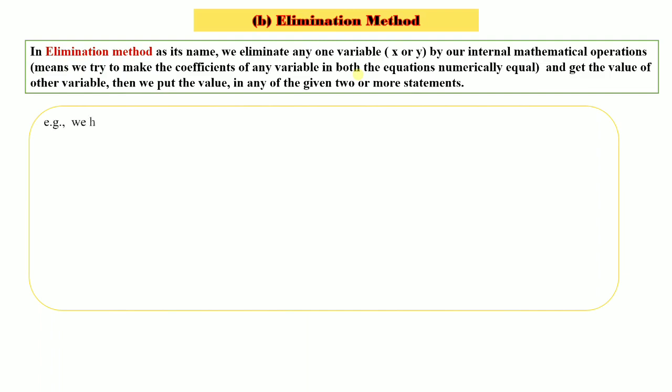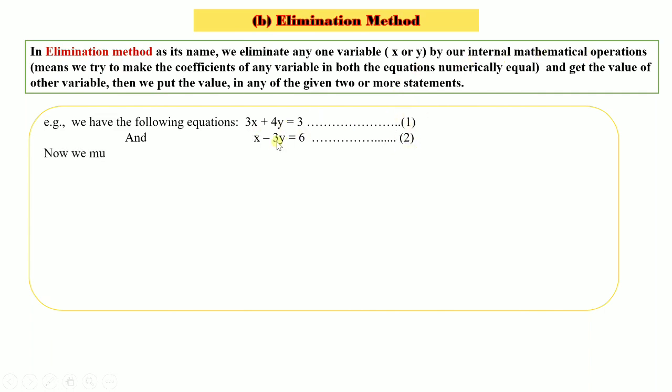For example, we have the following equations: 3x plus 4y equals 3. Let it be equation 1. And x minus 3y equals 6. Let it be equation number 2. This is what we were talking about, the given two equations. These are the two given equations.